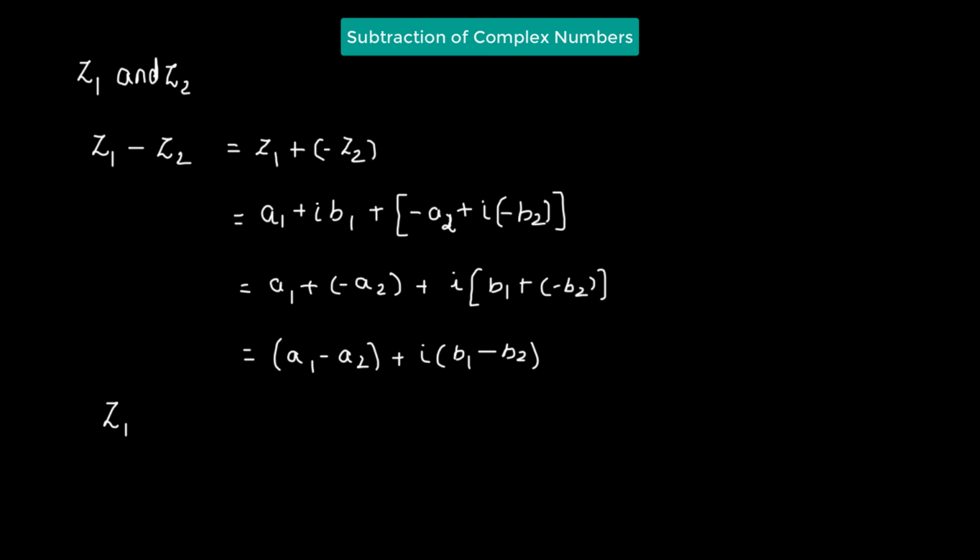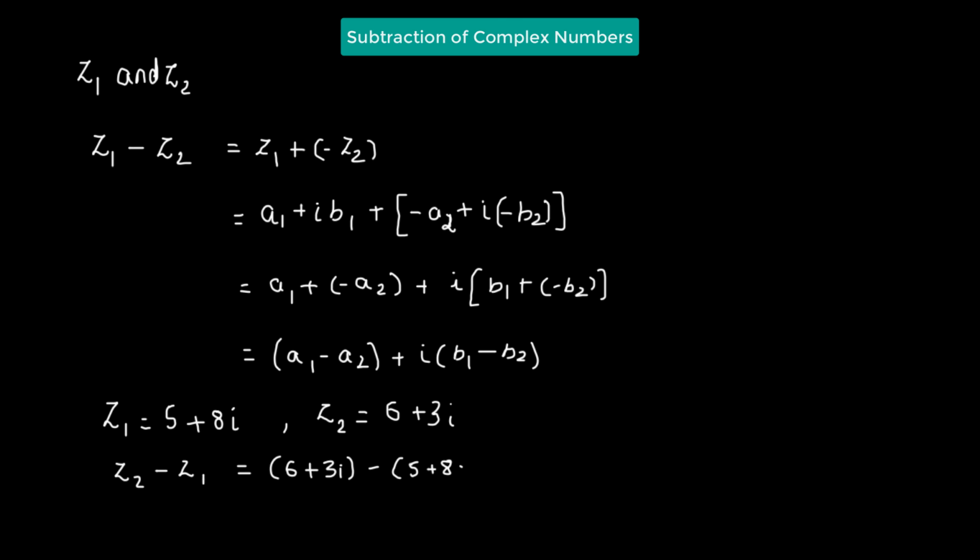Let's pick up an example. Let us consider that the value of z1 is equal to 5 plus 8i and z2 is equal to 6 plus 3i. We're going to find out the value of, let's say, z2 minus z1. So that will be equal to 6 plus 3i minus 5 plus 8i, which is equal to 6 plus 3i minus 5 minus 8i, and that is equal to 6 minus 5 plus I times 3 minus 8. That gives us 6 minus 5 is 1 plus I times 3 minus 8, which gives us negative 5.